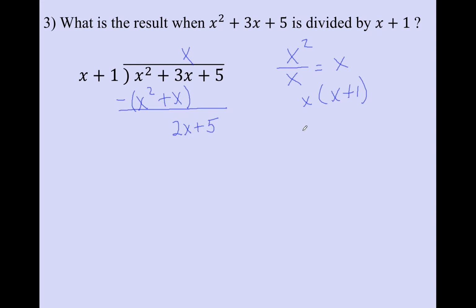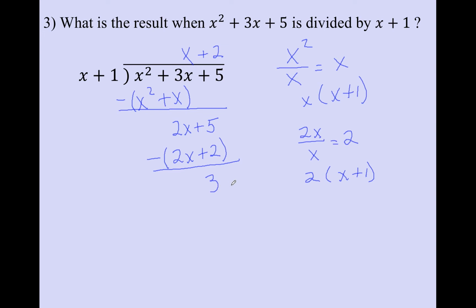Repeat the process. 2x divided by the first term, x, that's equal to 2. Then we take the 2 and multiply it by the divisor. Put the 2 up here. That becomes 2x plus 2. Draw our line, parentheses, subtract. That cancels, and this becomes 5 minus 2, which is 3.